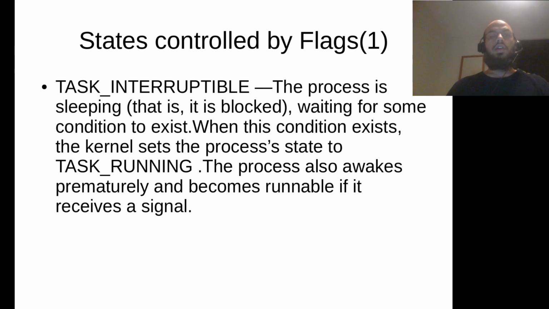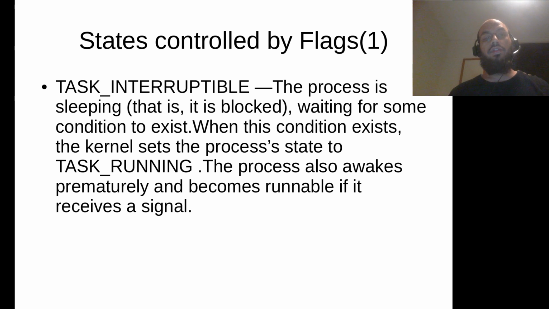An interruptible task is a task that is sleeping and that can move from the sleeping state, from the waiting state, to the runnable state, either when some condition exists, so you're waiting for a network read, for example, or for a file to open, but also the process can wake prematurely and become runnable if it receives a signal. That signal can be, for example, something that comes from the actual kernel, and it can be something different than just waiting for the event to happen. So you can move to the task running state by either of these two conditions.